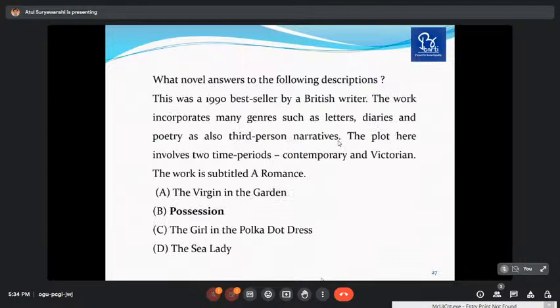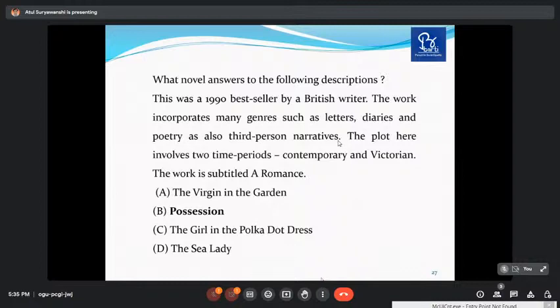Next question in the series: what novel answers to the following description? This was a 1990 bestseller by a British writer. The work incorporates many genres such as letters, diaries, poetry, as also third-person narratives. The plot involves two time periods, contemporary and Victorian. The work is subtitled A Romance.